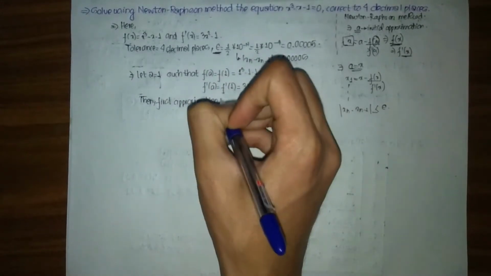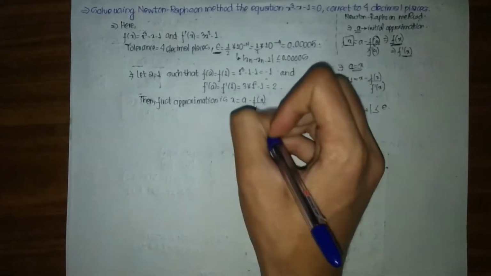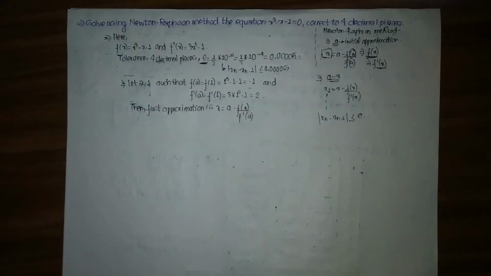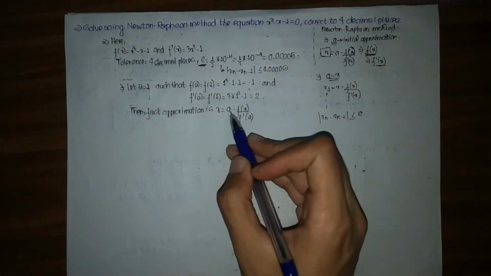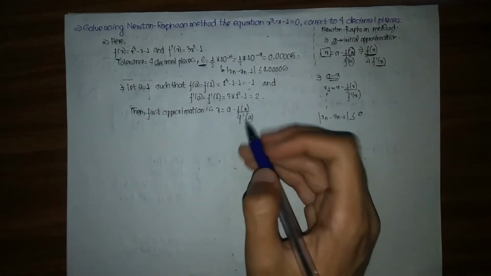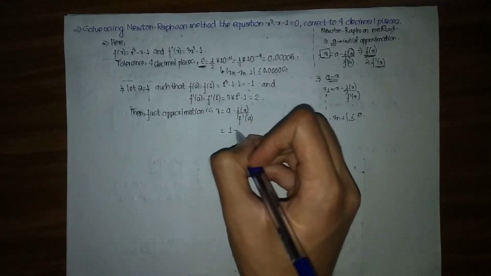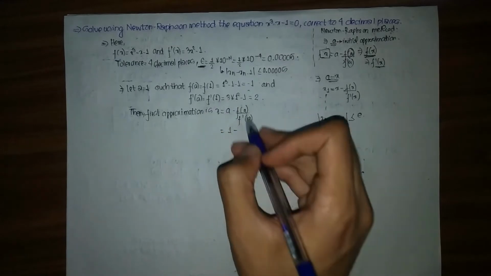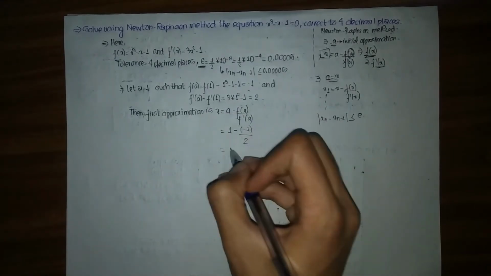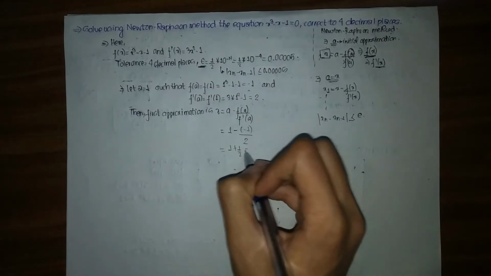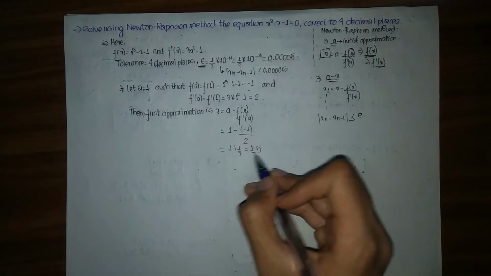Then our first approximation is x equals a minus f(a) divided by f prime(a), using our formula from Newton Raphson's method. Our value of a is 1, our initial approximation, and we have f(a) equals minus 1 divided by f prime(a), which is 2. So this is equal to 1 plus 1 by 2, and we get 1.5. So we get our first approximation x as 1.5.